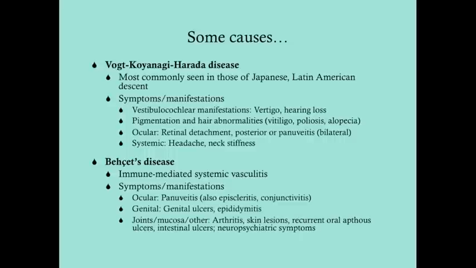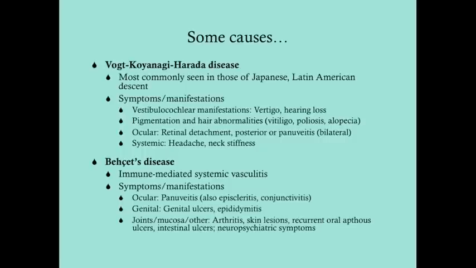You can also get episcleritis and conjunctivitis with Behçet's disease. Can't pee, that would be your genital ulcers and epididymitis, which would make it painful on urination. And then can't climb a tree, that would be your arthritis. So you get arthritis, you can also get skin lesions, very importantly recurrent oral aphthous ulcers, which are just canker sores.